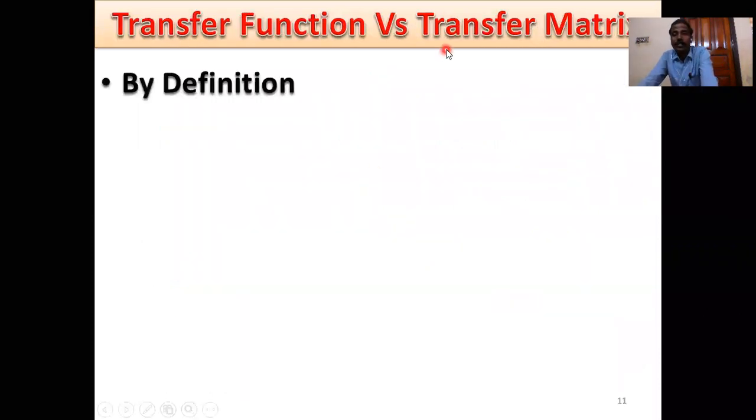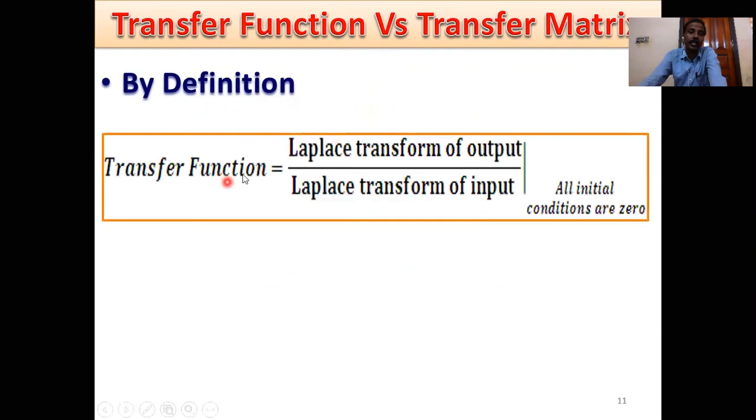Transfer function versus transfer matrix. This is also a very important concept. What is the transfer function and what is the transfer matrix? The transfer matrix is basically for matrix-related work. This is applicable for state space analysis. By definition, the transfer function equals the Laplace transform of output divided by the Laplace transform of input, with all initial conditions zero. This is called the transfer function.